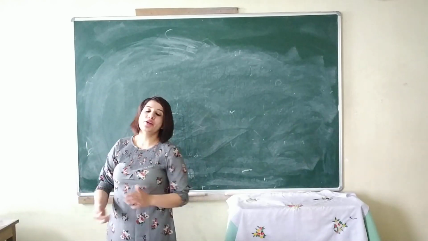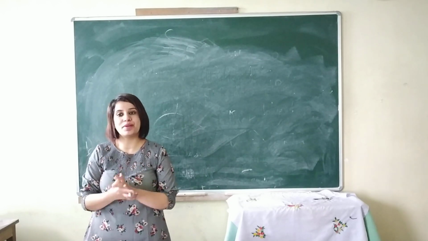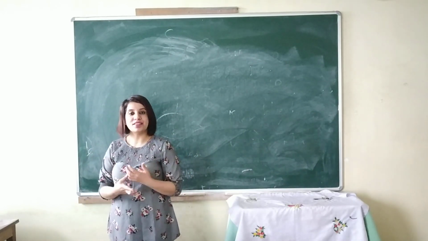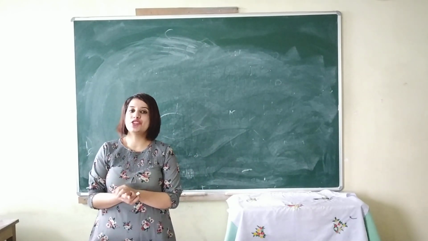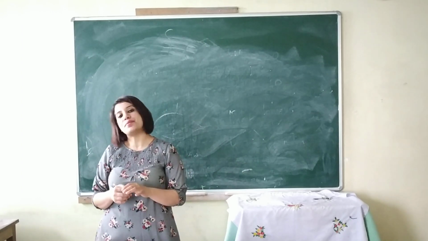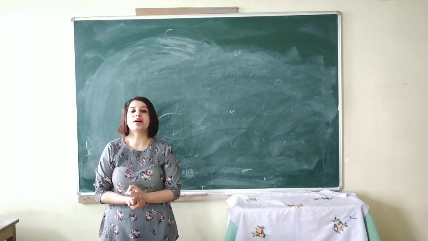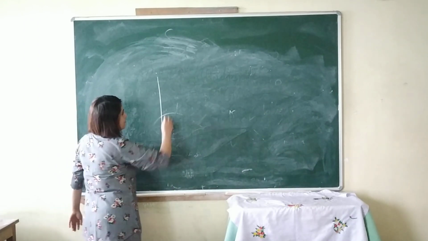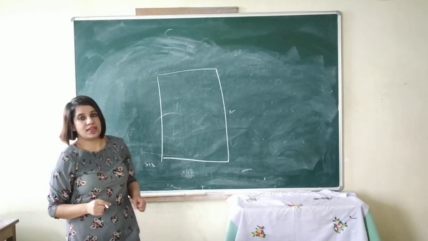Hello everyone, I hope you all have watched my previous video in which I discussed the discovery of the microscope, the shape and size of a cell, and how an organism is differentiated into a unicellular and multicellular organism. Today we will be discussing the different parts of a cell. I will draw a simple diagram so that it is easy for you to understand.